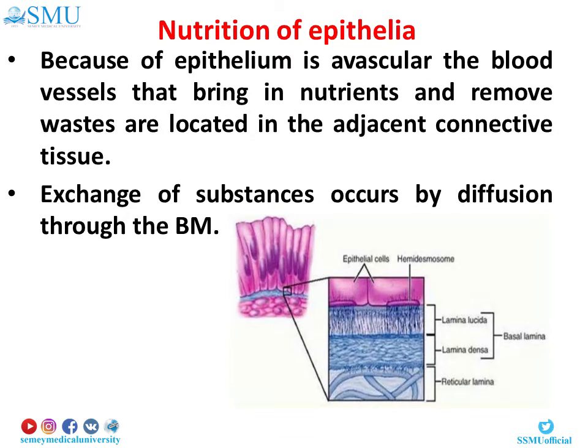Nutrition of epithelia. Because epithelium is avascular, the blood vessels that bring in nutrients and remove wastes are located in the adjacent connective tissue. Exchange of substances occurs by diffusion through the basement membrane. Basement membrane consists of amorphous substance and fibrillar structures. Carbohydrate, protein, lipid complexes in basement membrane provide its selective permeability.